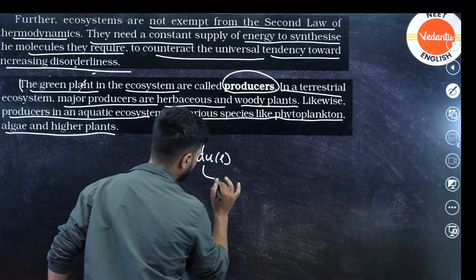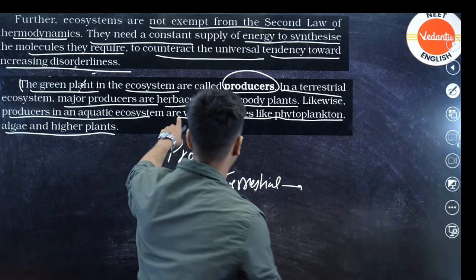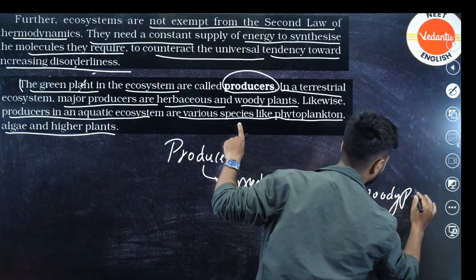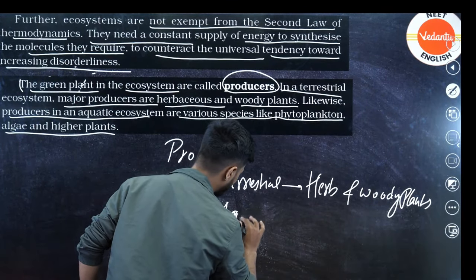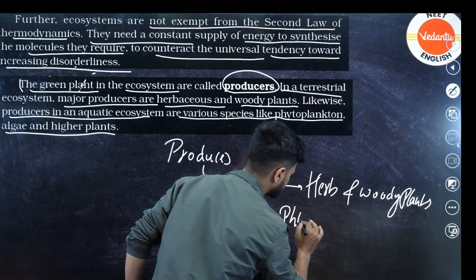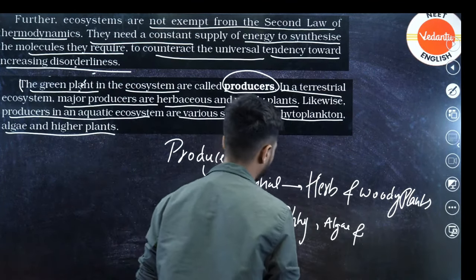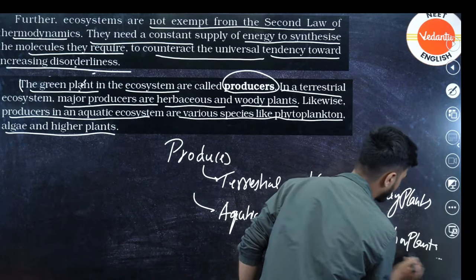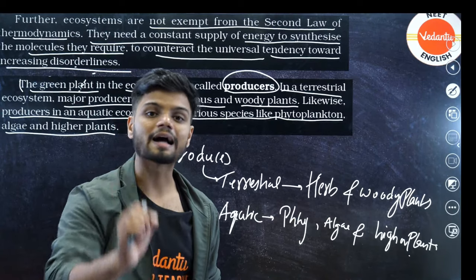Producers: in the case of terrestrial, it is nothing but herbaceous plants and woody plants. In the case of aquatic ecosystem, it is phytoplanktons, algae, and also certain higher plants. When I say higher plants, what do I mean? Do I mean gymnosperms or angiosperms? The higher plants here are the angiosperms.